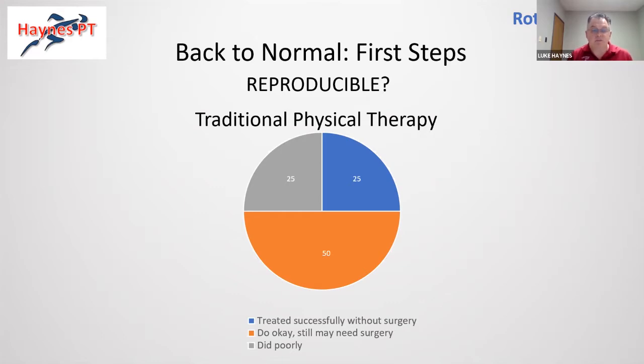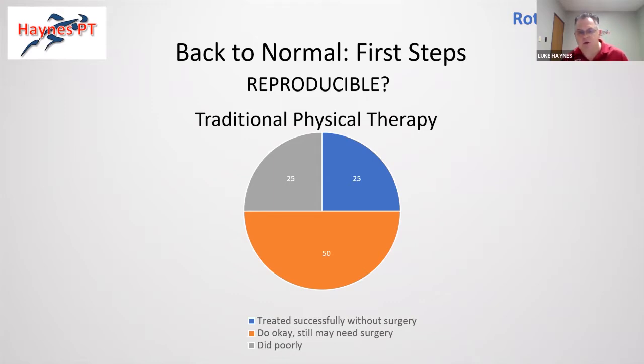About 25% of them just really didn't respond and probably had to go on and have some sort of either surgery or some injections or get on some long-term medication. And then 50% felt better because they were doing the exercise and staying active, but they were still dealing with some significant pain and limitation in the shoulder. And so that's what traditional physical therapy looks like.